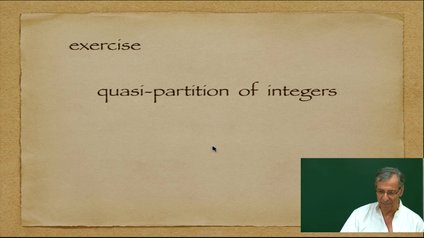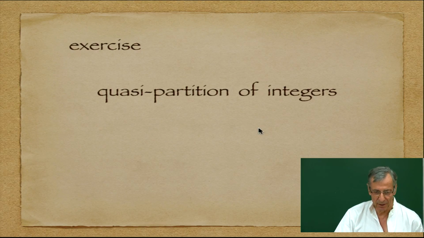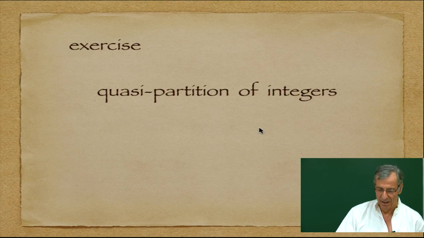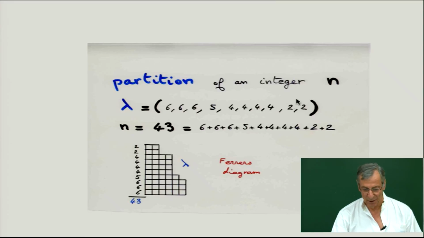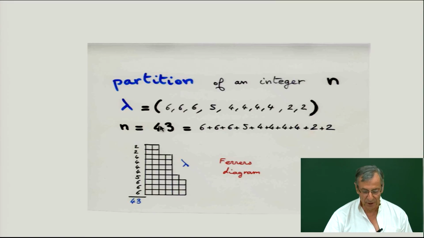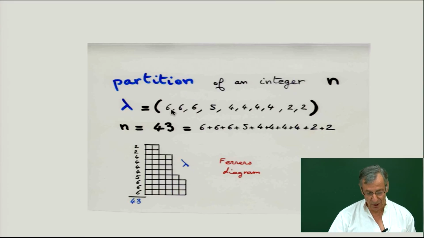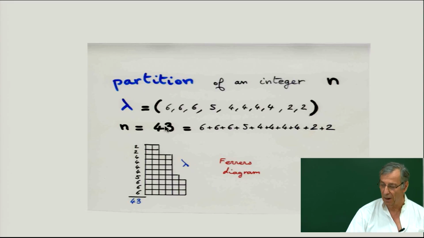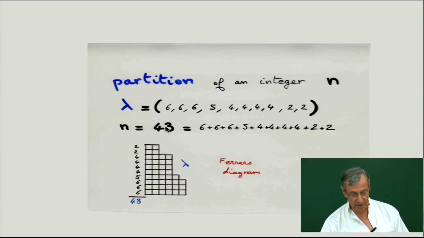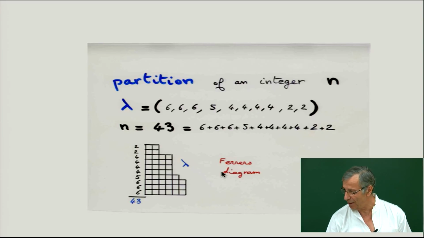Another exercise, quasi-partition of integer. So everybody knows what is a partition of an integer. Here n equals 43, and a partition is just a sequence of non-increasing, or weakly decreasing, numbers, such that the sum of all these numbers is equal to 43. It's a partition of an integer, and usually a partition is visualized by what is called a Ferrer diagram.